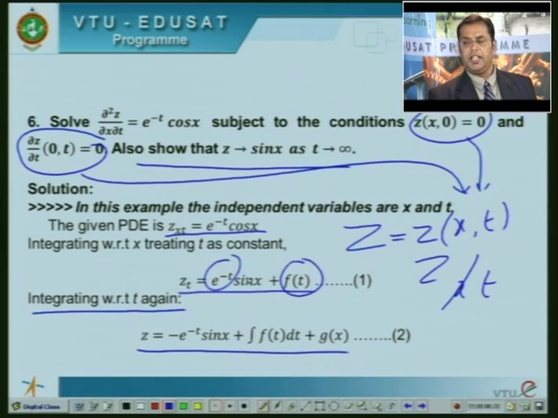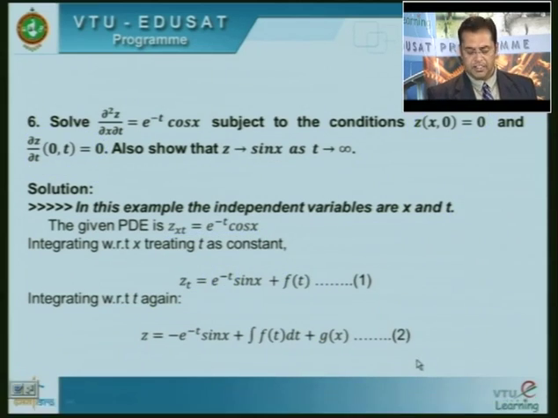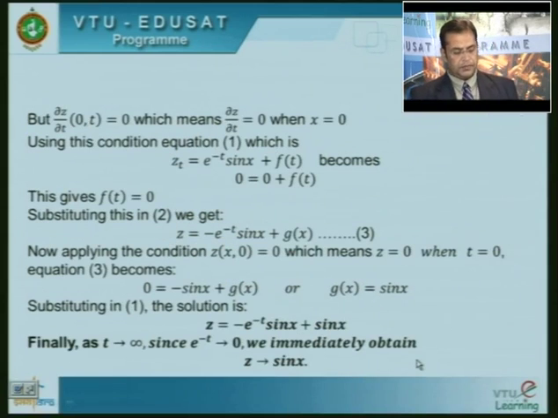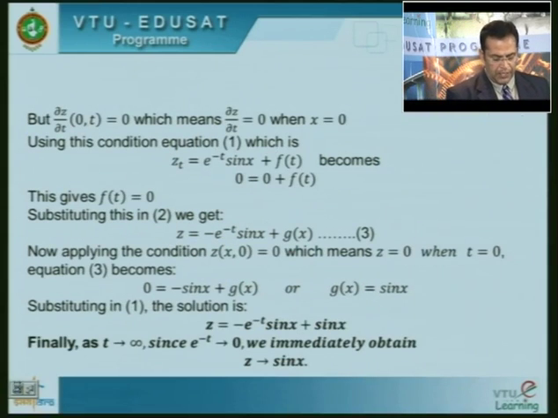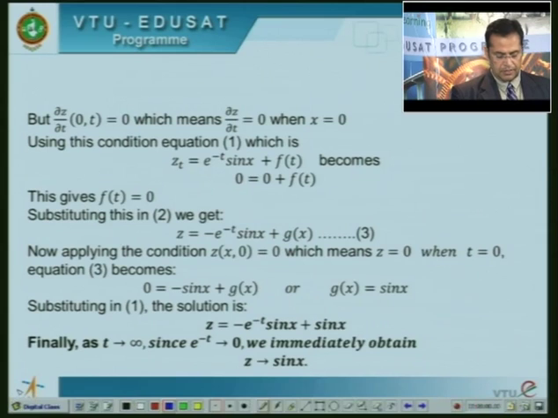This is a function of t. Integrating that with respect to t, you get the integral of f of t dt plus a constant, which now becomes a function of x, which is g of x. Now, apply the given conditions: dou z by dou t at (0, t) equal to 0, which means dou z by dou t equal to 0 when x is equal to 0.